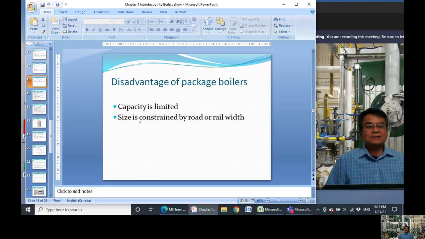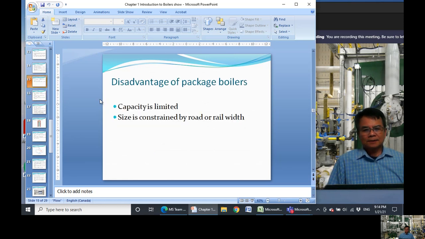But the main disadvantage is that the capacity is really limited, really small. Because you have to ship the boiler by highway or by railroad, whatever width they allow is all you can build. For this reason, you see some of the package boilers are really narrow, but really long. A rail car can take a longer one, but there's a certain width you have to stay within.